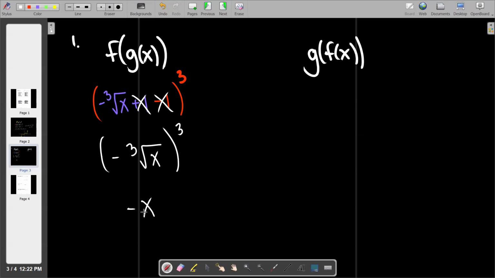Correct. So we could stop on this one already. We don't even have to do g of f of x, because if f of g doesn't work, then we don't actually care if g of f does. So those are the best ones if you get halfway home. Yep. So they're not inverses. Correct.